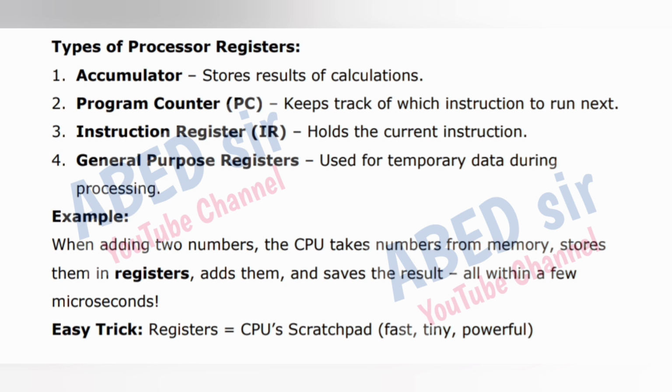Example. When adding two numbers, the CPU takes numbers from memory, stores them in registers, adds them, and saves the result, all within a few microseconds. Easy trick. Registers equal CPU's scratchpad: fast, tiny, powerful.